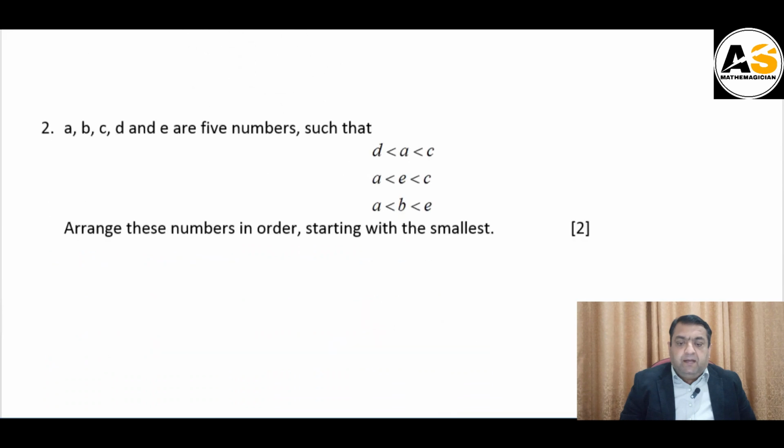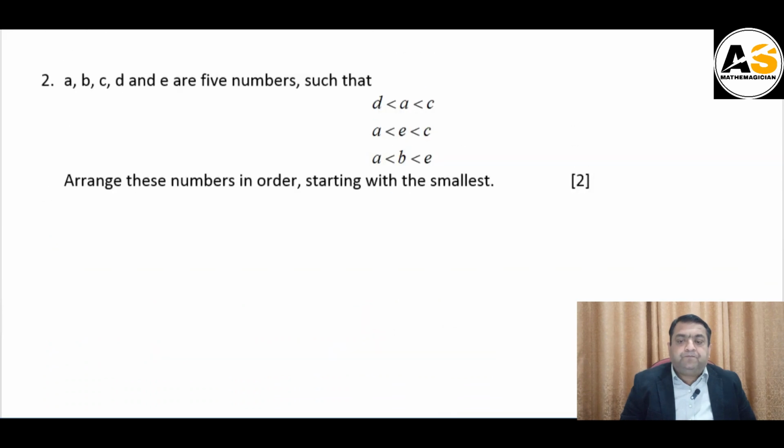Okay. Next question, question number 2. We are given 5 numbers A, B, C, D and E, and they are described in 3 different inequalities. If you carefully observe, we need to write these numbers in order starting with the smallest. Out of these, D is smallest and D is not involved in any inequality over here. D is less than A and A is less than all other numbers. So D is actually the smallest number.